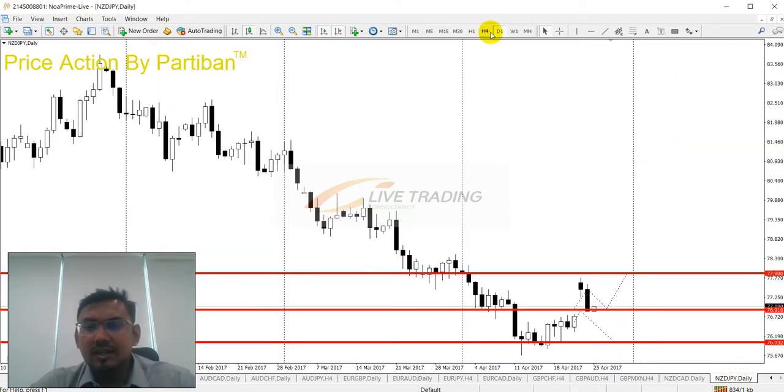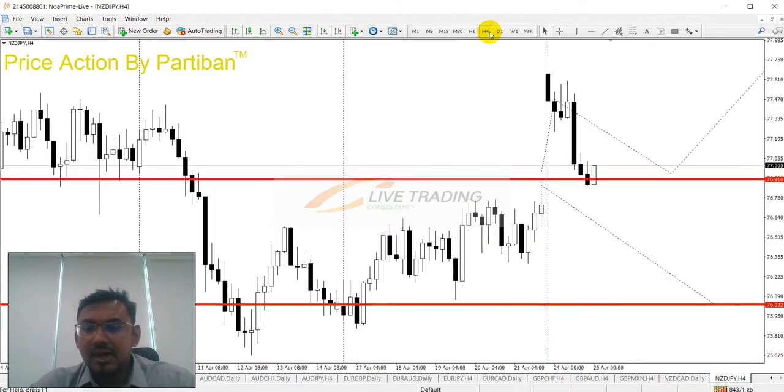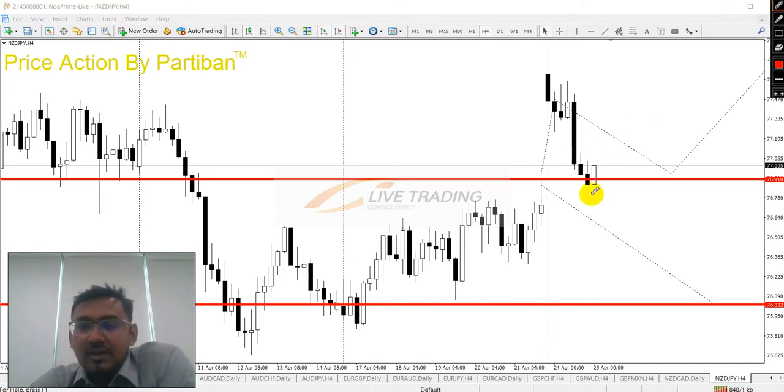New Zealand yen, I don't see the market forming price action over here. So I'll wait until this H4 candle closes, then I'll make my decision, because the market already penetrated at retesting. With a confirmation, I can go long.